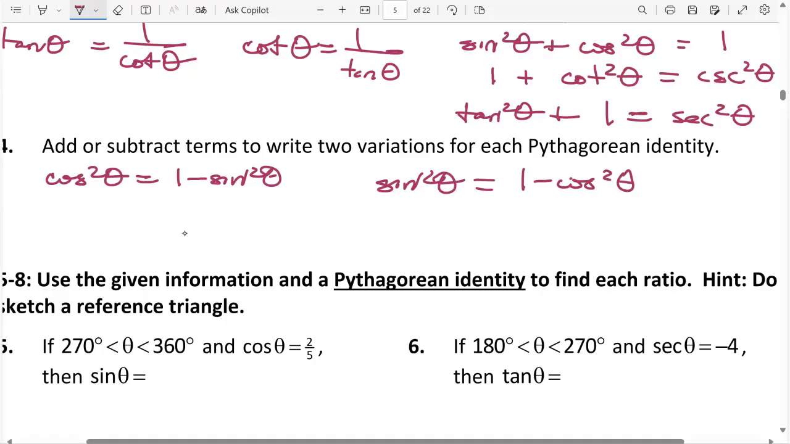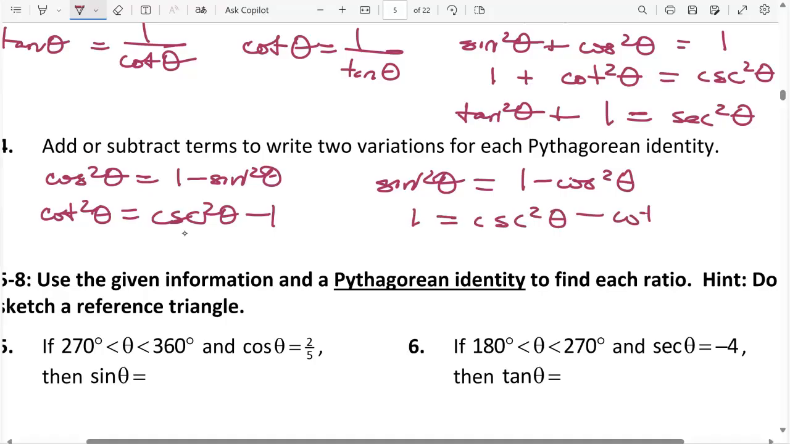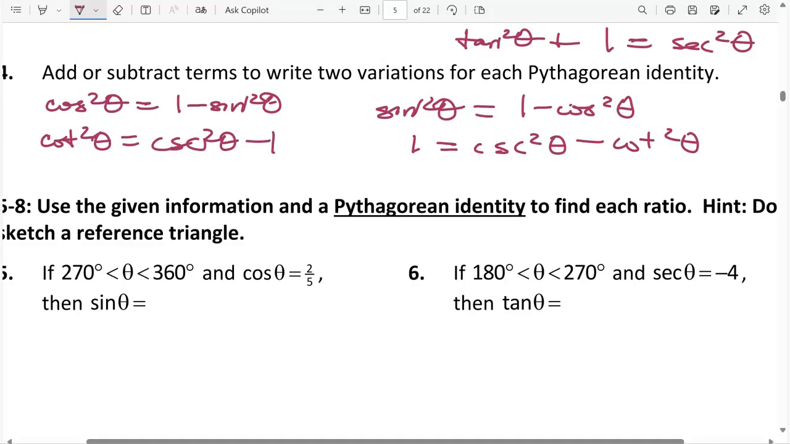If we take the second Pythagorean identity and we subtract 1 from both sides, then we get cotangent squared of theta is equal to cosecant squared of theta minus 1. If we take it and subtract cotangent squared from both sides, we get 1 equals cosecant squared of theta minus cotangent squared of theta.